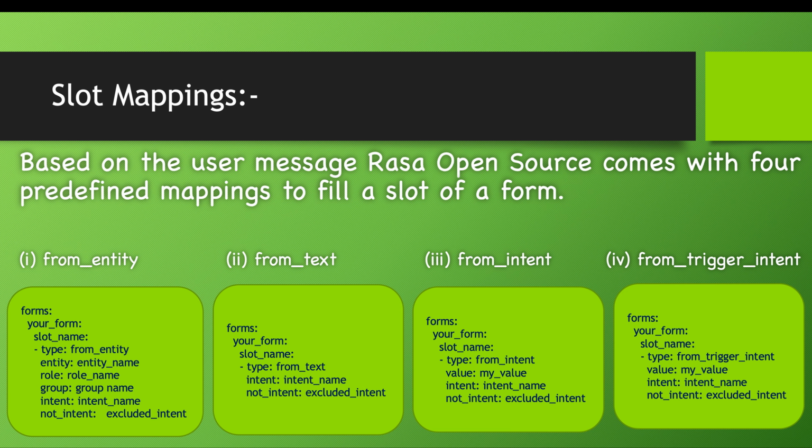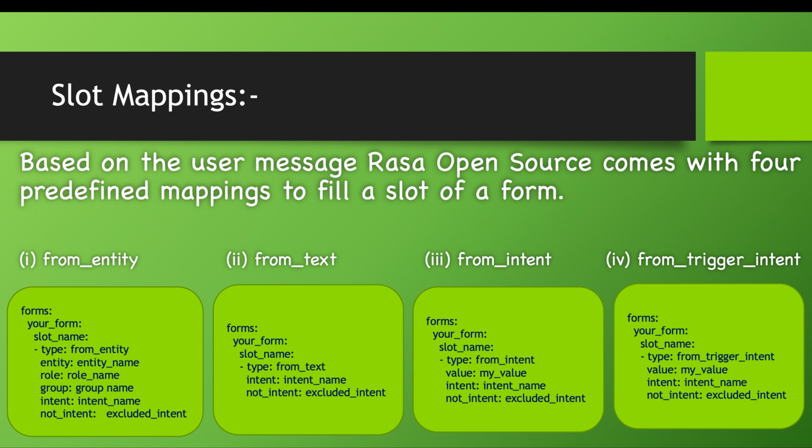The from_entity mapping fills the slots based on extracted entities. It will look for an entity called entity_name to fill a slot called slot_name. If intent_name is none, the slot will be filled regardless of intent. Otherwise, the slot will only be filled if the user's intent is intent_name.